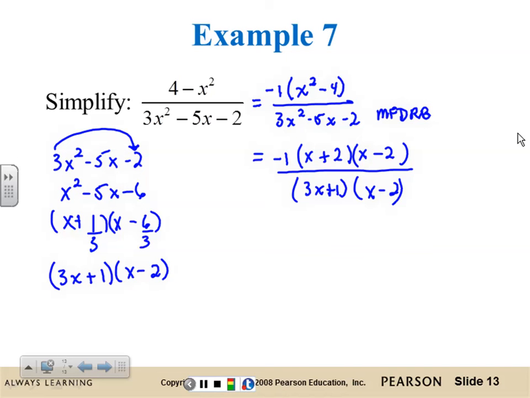So now I have 5 factors here. I have 1, 2, 3, 4, 5. Which factors are the same? Is that x minus 2. So that's going to go away. So my answer is going to be -1 times x minus 2, I'm sorry, x plus 2, over 3x plus 1.